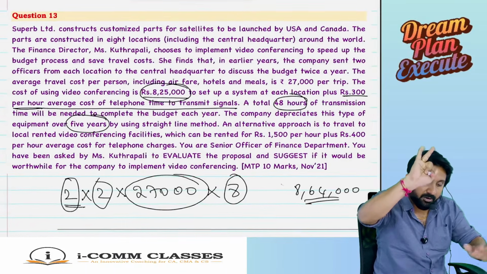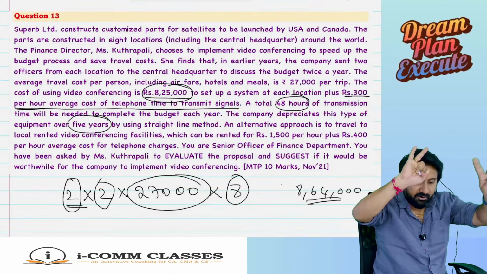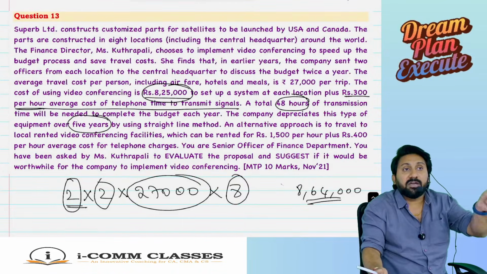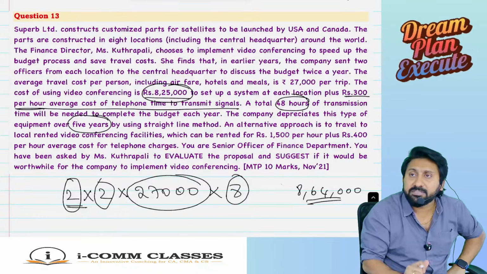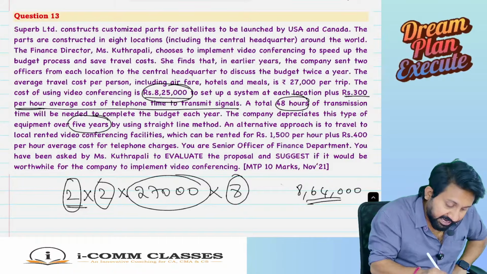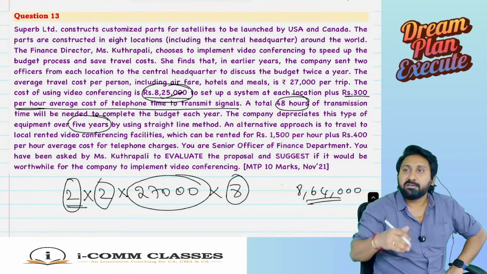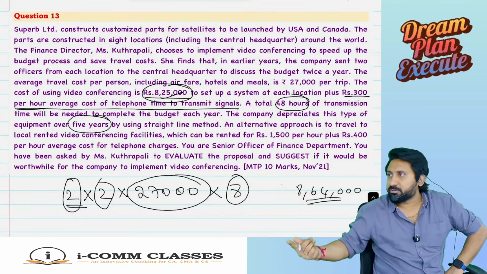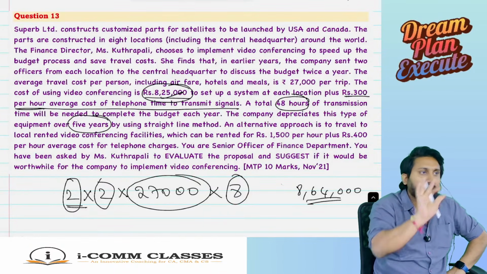Likewise, if you go by video conferencing mechanism, they have to spend 8,25,000 on the cost. Second, they have to spend on 300 rupees per hour, that into how many hours? 48 hours. Next, they will also have a depreciation cost. Why they will have depreciation cost? Because in this case, we are renting the property or we are purchasing the asset. When you purchase asset, what cost also will fall? Depreciation cost. That will be 8,25,000 divided by that particular amount.